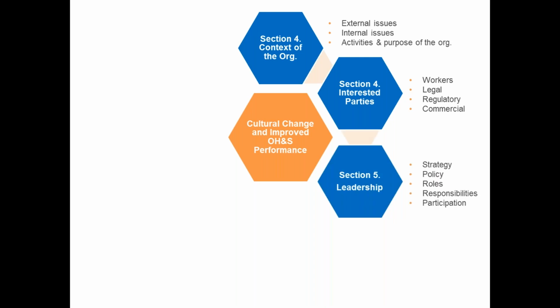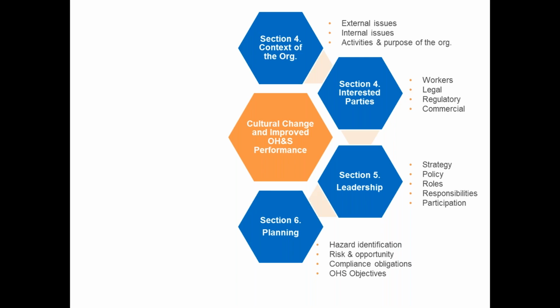Section 5 of the standard looking at leadership, so it's looking at strategy, policy, roles, responsibility, and a core element of that is the participation of workers within the management system. Section 6 looks at the planning, so the hazard identification, the risks and opportunities which may come about from understanding the context of the organisation and the interested parties. The compliance obligations that are applicable to the organisation, and the OHS objectives that will be set and required within the management standard.